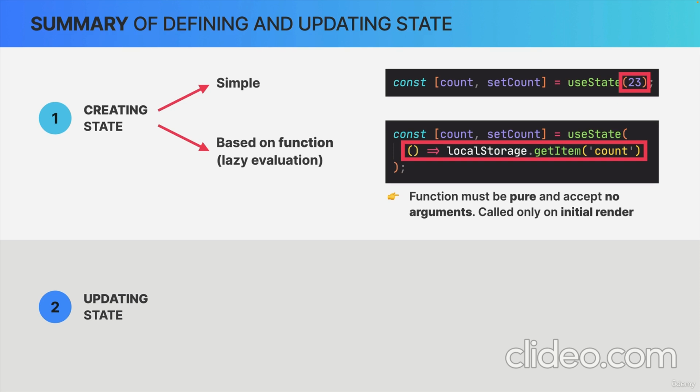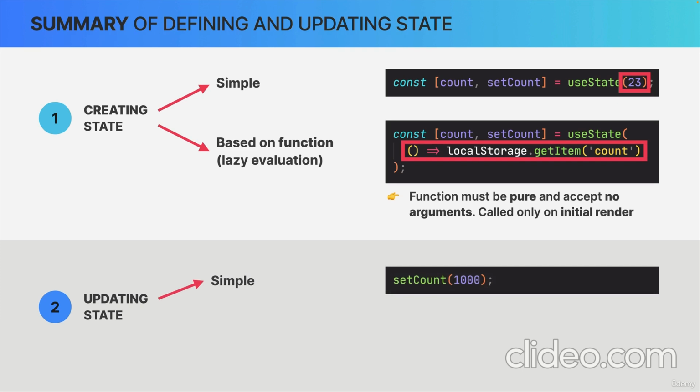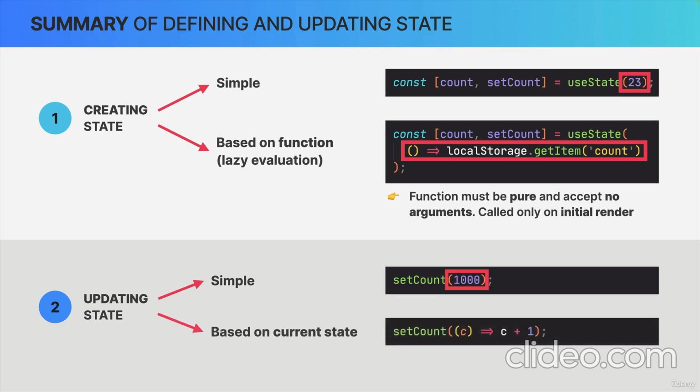And now, about updating state, we can again update state in a simple way just by passing a single value into the returned setter function as the next state. So in this example, the next state would be 1000. On the other hand, in many situations, we actually want to update state based on the current state. For example, increasing a counter by 1.